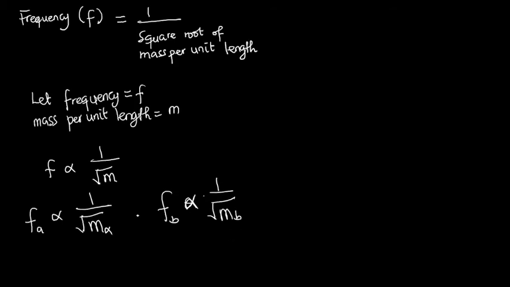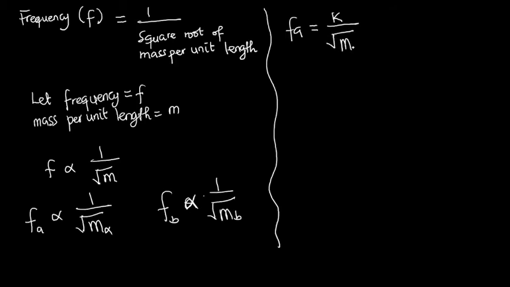So from here, I can further simplify this. My f of A will now be equal to k, which is the constant, on the root of the mass per unit length of A. And the f of B, the frequency of B, will be equal to k, which is our variation constant, on the root of the mass per unit length of B.